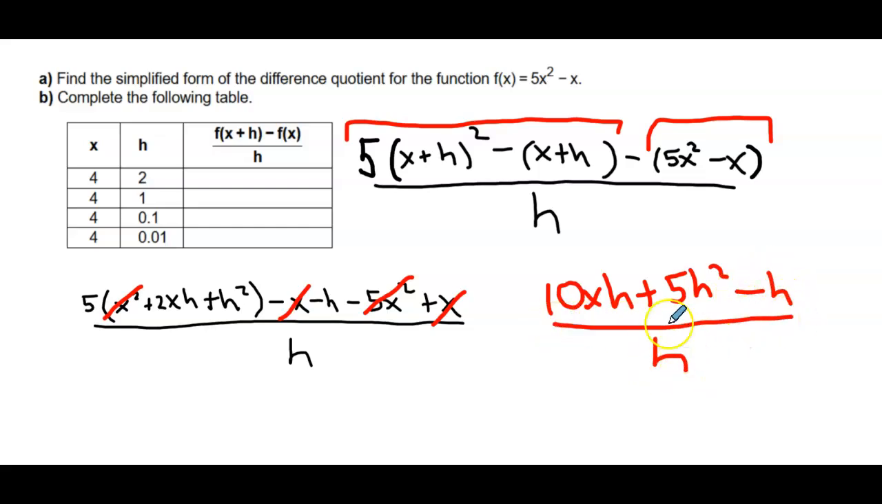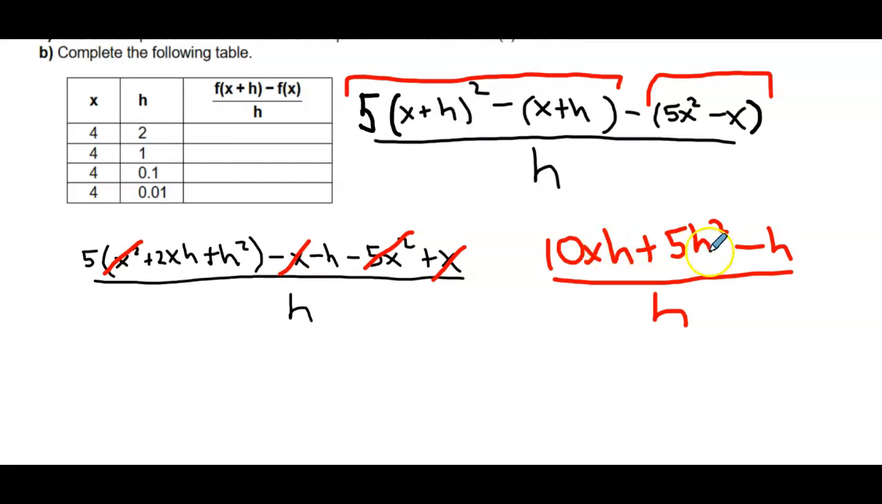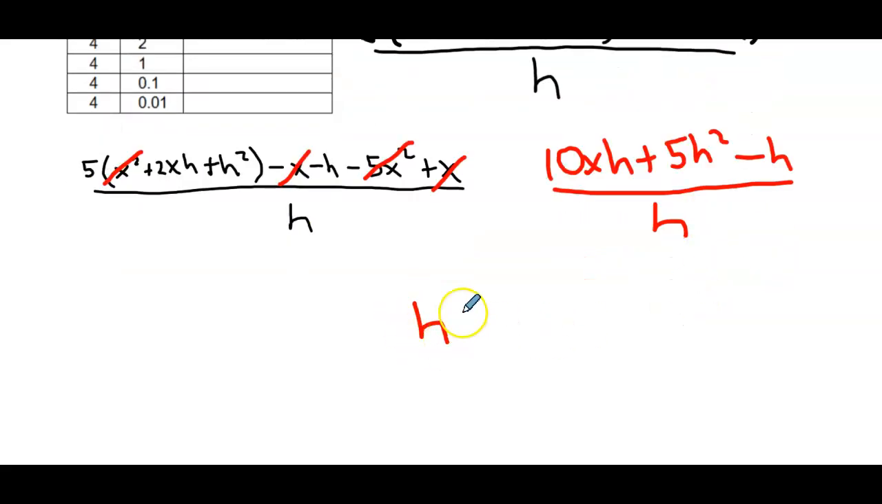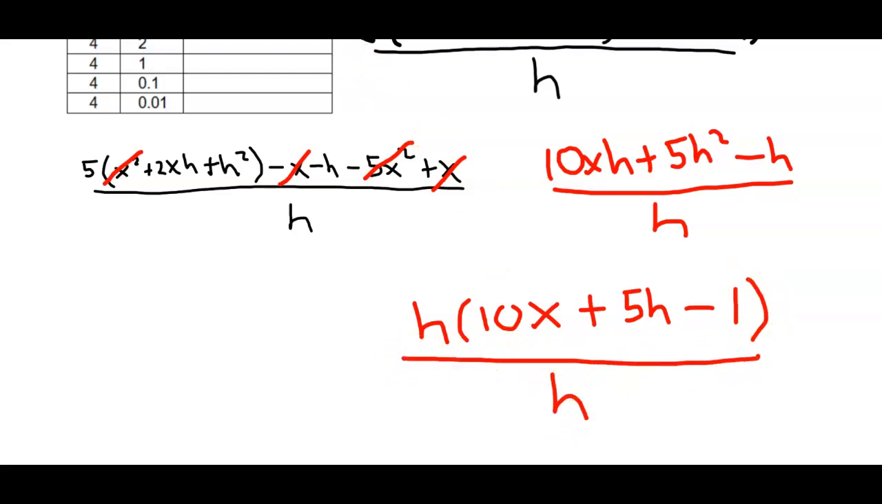And now we have 3 terms in the numerator, all of which have a factor of h. So we can pull out that factor of h. We got 10x left in the first term. Second term is just a 5 and an h, since we pulled out one of those factors here. And then we pulled this h out, so there's just left a minus 1. And now as a factor of 1, we can cancel out those h's, and we've got our simplified difference quotient in 10x plus 5h minus 1, like that.